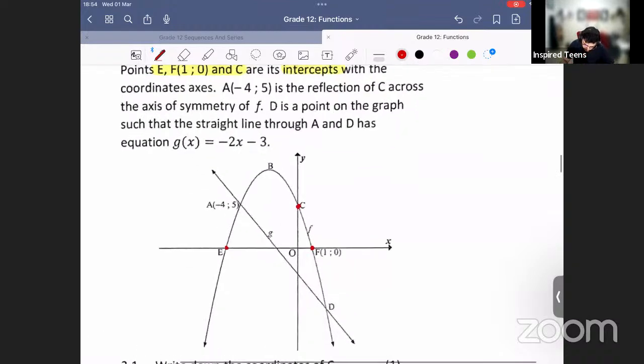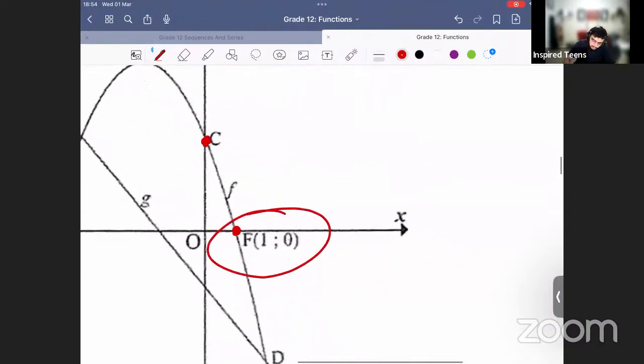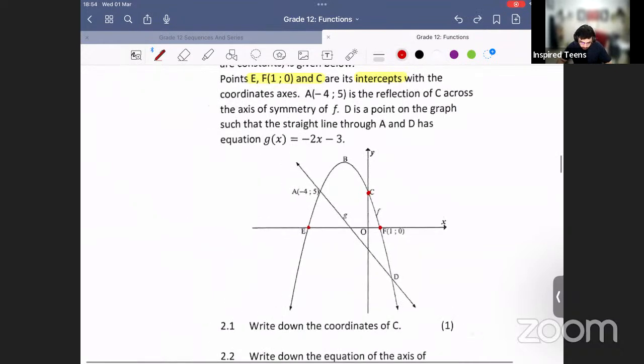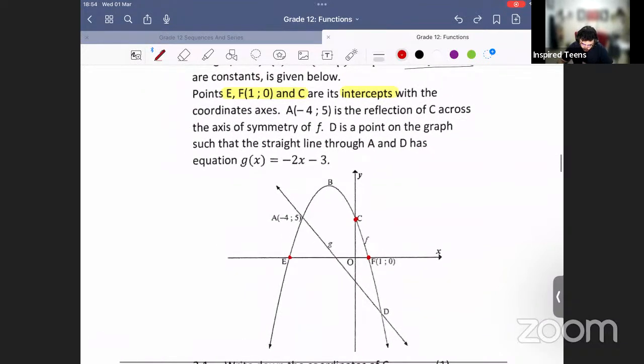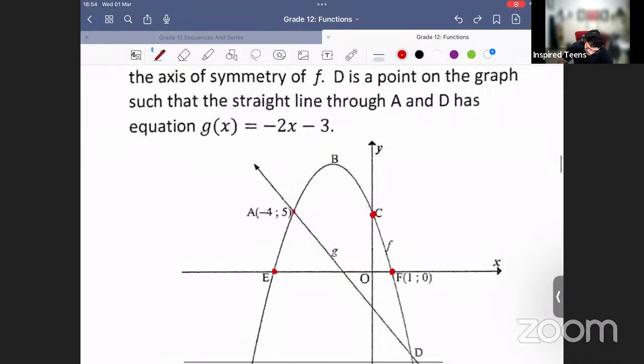F's coordinates are known, okay? So F's coordinates have been put in the diagram for us, so that's fine. We don't have to put it, right? And we know the intercepts, cool. We know that E and F are X-intercepts and C is the Y-intercept, right? On the coordinate axes, A is (-4, 5), okay? So A is here, the intersection between those two graphs, okay?